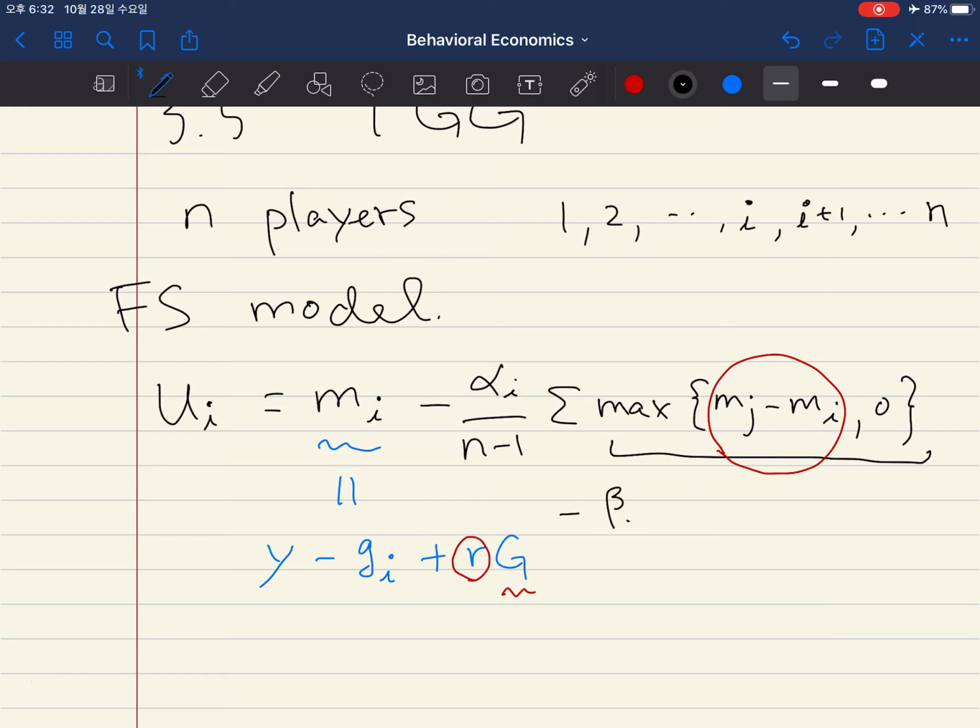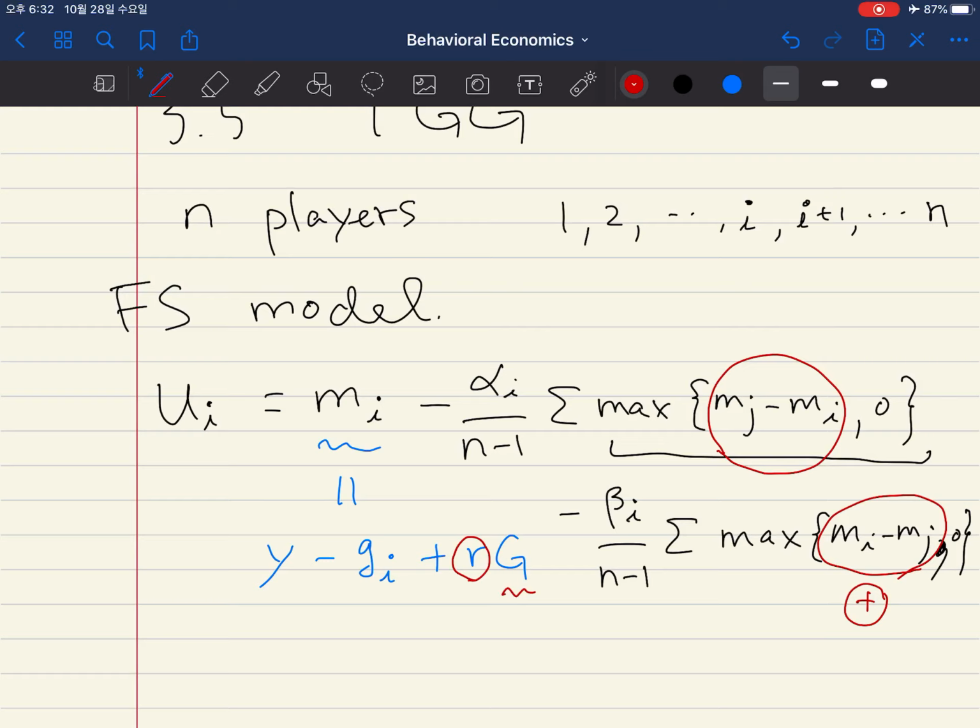And we can now think about compassion part. So this red part here is the amount of inequality, and in particular here, if this is positive, it means that individual i has more material payoff than individual j. So this part of inequality is going to be the source of compassion for individual i.